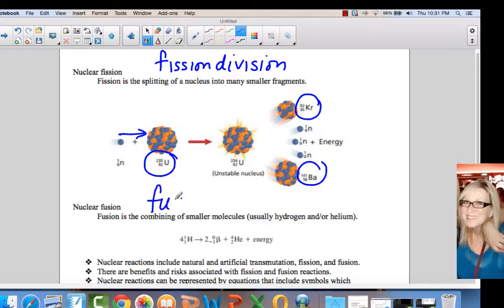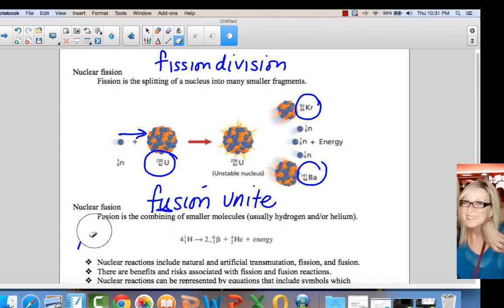Fusion, I usually say FU. Fusion, U equals unite. So I take two smaller things, and that is usually hydrogen. Usually it's deuterium: 2,1H plus 2,1H yielding 4,2He. That's usually one of them.